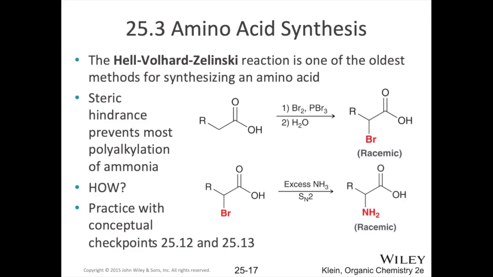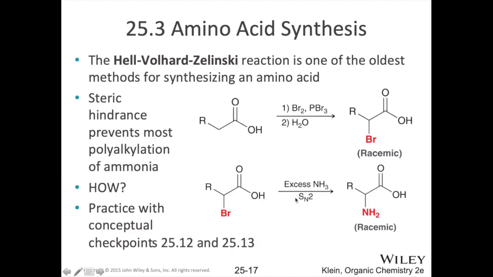Okay, so let's look at some reactions that involve amino acids. So let's start off by looking at how to make amino acids. Now, in an earlier chapter, I mentioned the awesomely named Hell-Volhard-Zelinsky reaction. And so let's talk about that again, right? So basically, we start off with a carboxylic acid. All right, we can add a bromine at that alpha position using molecular bromine and phosphorus tribromide.